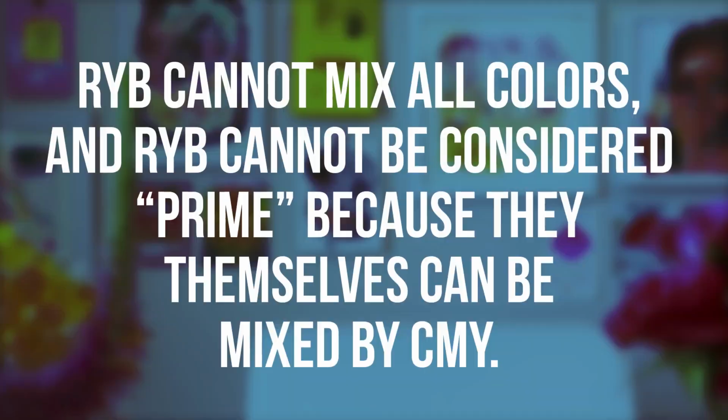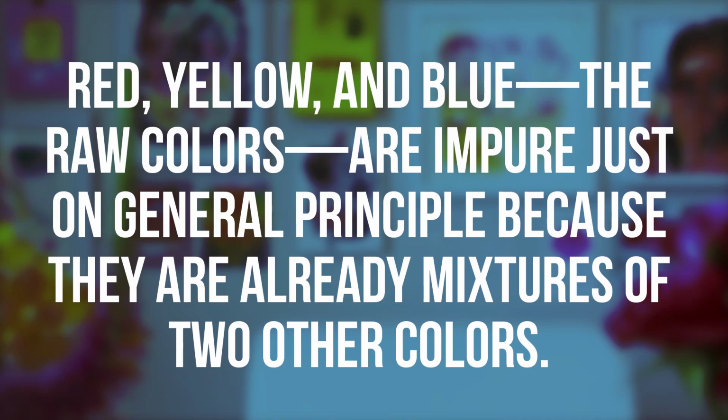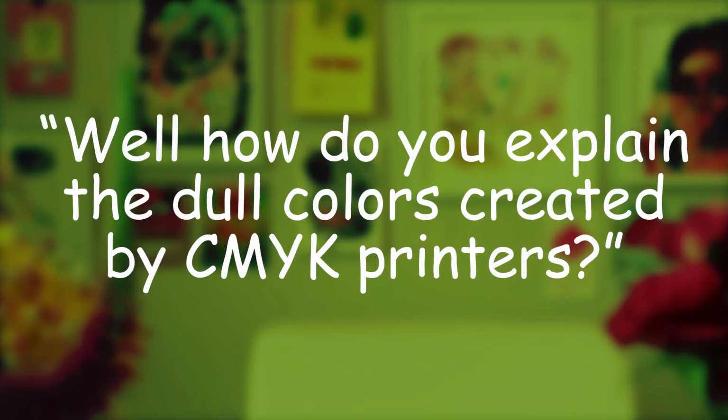The fact is, RYB cannot mix all colors and RYB cannot be considered prime because they themselves can be mixed by CMY. Impurities in your paint are not to blame for RYB paint's inability to mix bright colors like magenta and cyan. Red, yellow, and blue, the raw colors, are impure just on general principle because they are already mixtures of 2 other colors. Another common retort is, well, how do you explain the dull colors created by CMYK printers? And for that, there are a few answers.